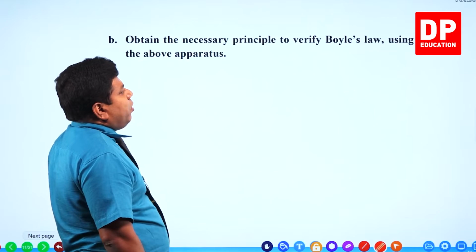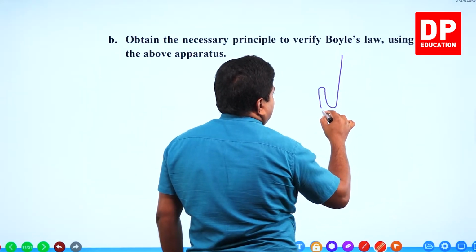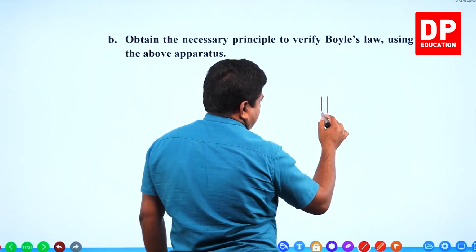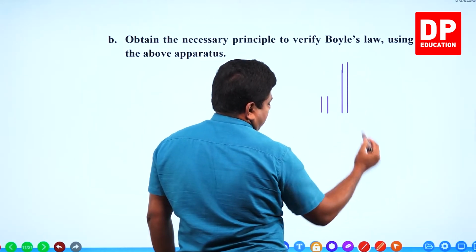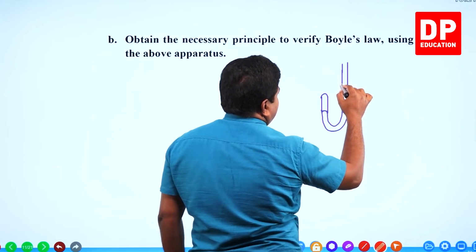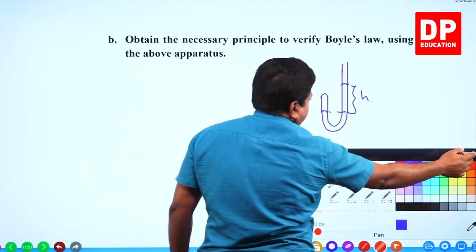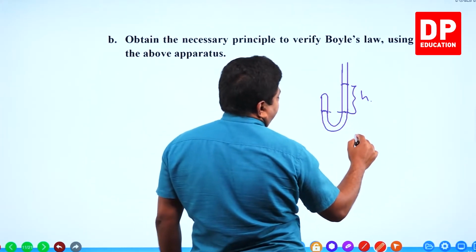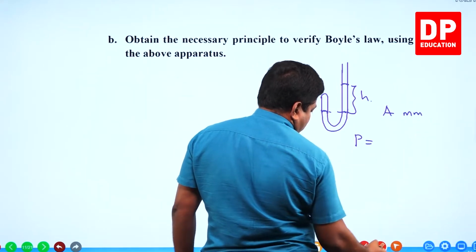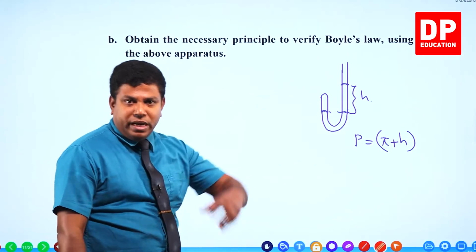Obtain the necessary principles to verify Boyle's law using the above apparatus. See, if I redraw the apparatus, this is how they have given you the J tube. Here this is the mercury level, this is the mercury level, H. So you understand the pressure here, right? The pressure at this point is the same here. If I say the atmospheric pressure is pi millimeter mercury, and this is H in millimeters, that is what the pressure is: pi plus H millimeters of mercury.